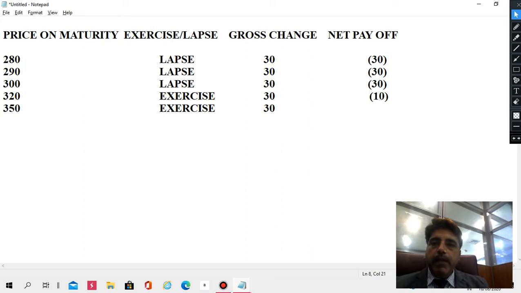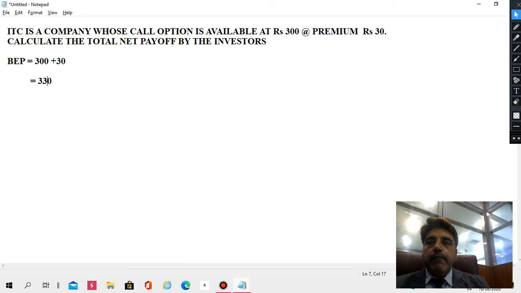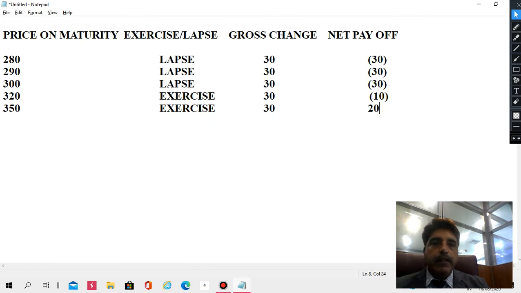So what will happen here? 30 rupees. So will it be profit? Here he will start generating the profit. Net payoff will be 20. But why 20? Because here his break even point is how much? 330. 330 break even point, and 350 is increasing. So what will be his net payoff? His net payoff will be rupees 20 here.